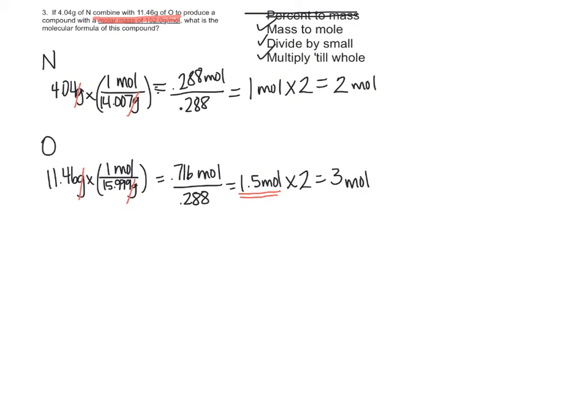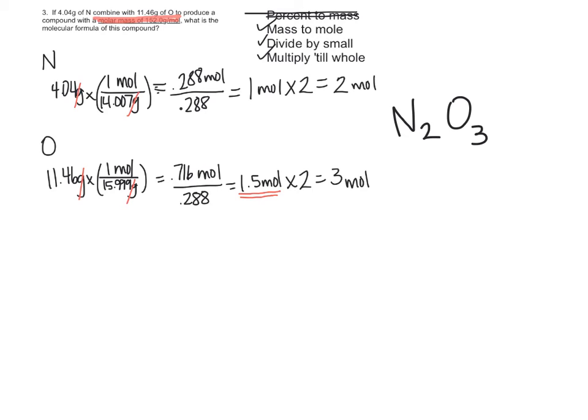So if I use this information to write down my empirical formula, I have 2 moles of nitrogen, so N2. And I have 3 moles of oxygen, so I'm going to go O3. So my ratio is 2 to 3, and that is in simplest form. Now, we've finished our first 4 steps for empirical formula.